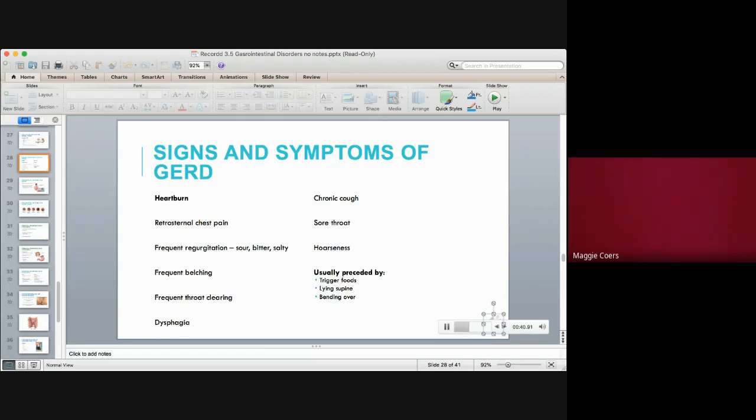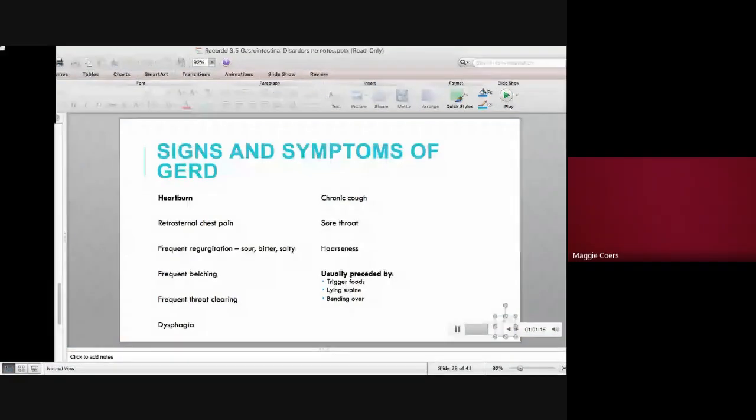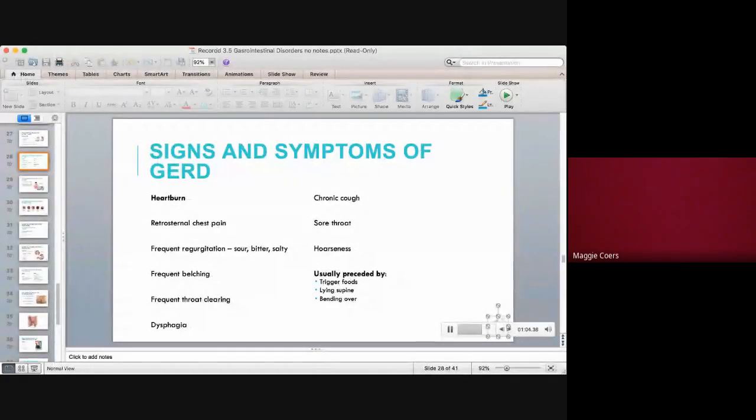Frequent throat clearing means that the patient can't really get food down into the stomach, and that combined with belching may mean that there's a constriction going on, and it could cause dysphagia. The other things that are listed on your slide here are not associated with anything GI related specifically, but they have more to do with that acid in the throat causing inflammatory damage.